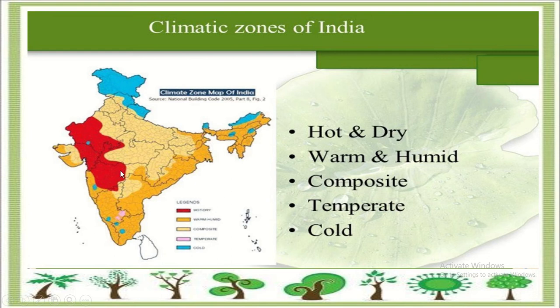This red color represents the hot zone. This is hot and dry weather. Then warm and humid. These yellow colors represent the warm and humid regions. Then it is the composite, the brown color. This shows the climatic zones of India. And this light pink represents the temperate zone of India, and this sky blue color represents the cold zone of the map of India.